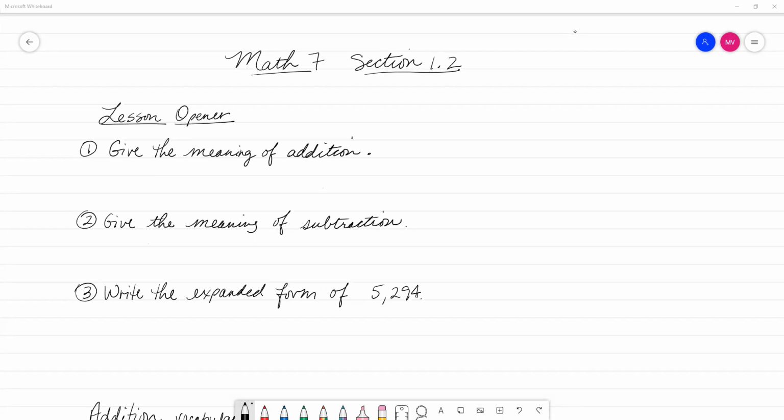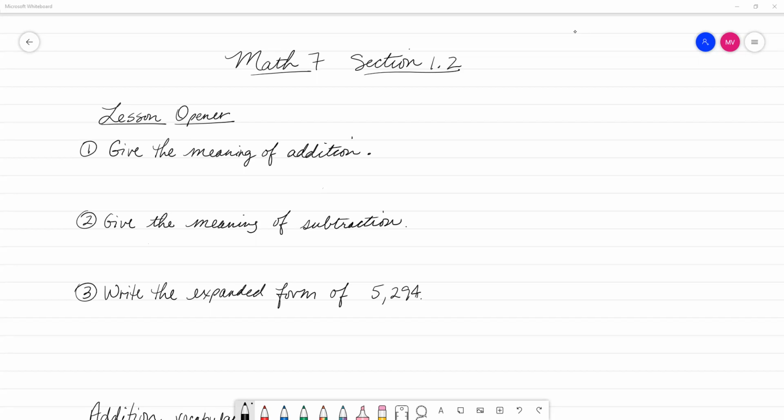Section 1.2 covers addition and subtraction, which is nothing new to you guys. So again, we're still in review mode, but I gave you guys a vocabulary worksheet. So I'd like for you to have that handy and fill it out as we go through this. And then we will go over the answers at the end.